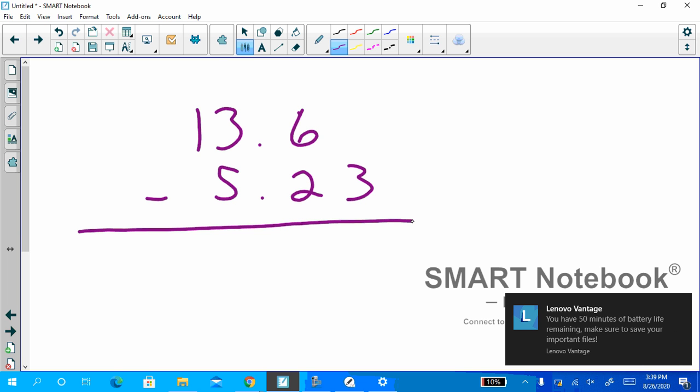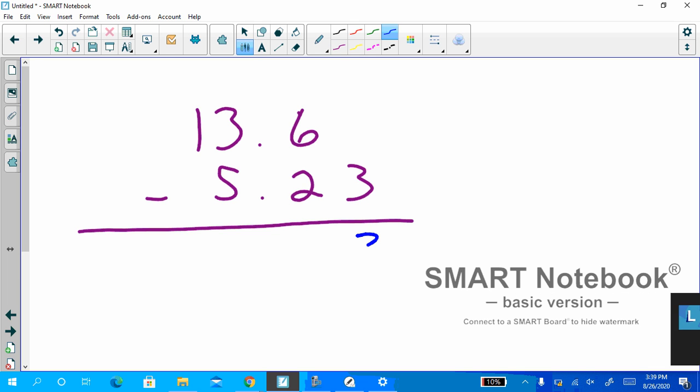So how do we take this away? A lot of people want to bring that 3 straight down since there's nothing above it. But can we do that? If there's nothing above it, there's an understood 0 there. Well, we can't take 3 away from 0.